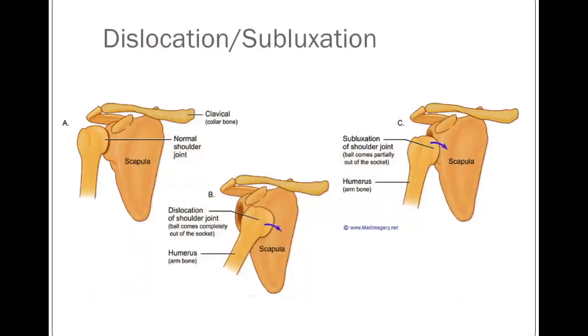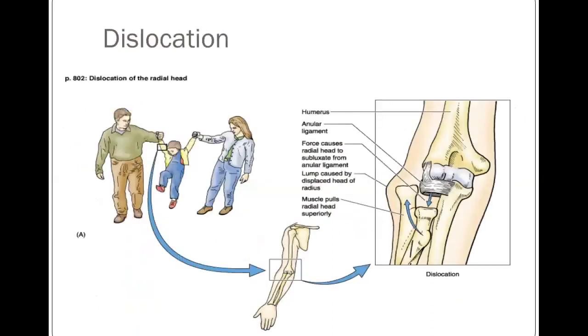The next one we're going to take a look at is our dislocations and subluxations. Dislocations, I think a lot of us already know what that means. It's when the shoulder or the joint comes completely out of its joint capsule. So that's a dislocation. A subluxation is a partial dislocation. It partially comes out of the socket.